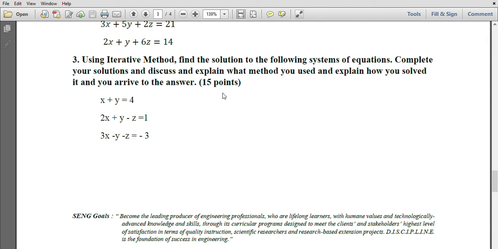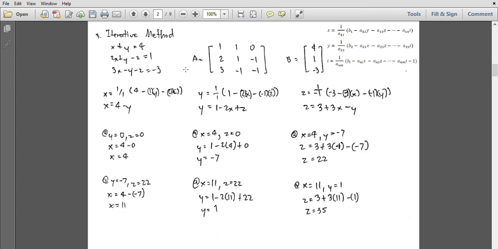Number 3. Using the iterative method, find the solution to the following systems of equations. Complete your solutions and discuss and explain what method you use and how you arrive at the answer. Let's first get the coefficient matrix A and constant matrix B, so it will be easier for us to perform step 1. For matrix A, the coefficients, we have 1, 1, 0, 2, 1, negative 1, 3, negative 1, negative 1. And for matrix B, the constants, we have 4, 1, negative 3.